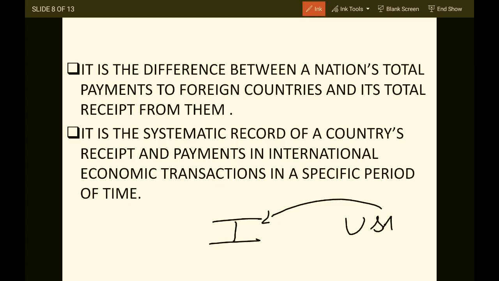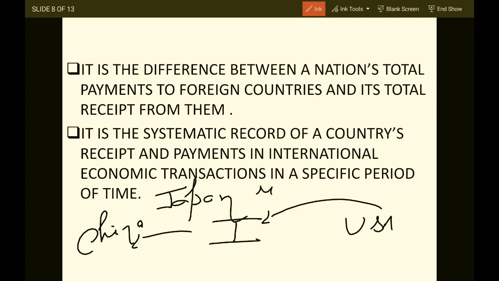So basically it is the recording of all the transactions with other countries. India is importing from USA, China, Japan or UK. All the transactions with other countries related to import or export of services as well as tangible items are recorded in balance of payment.